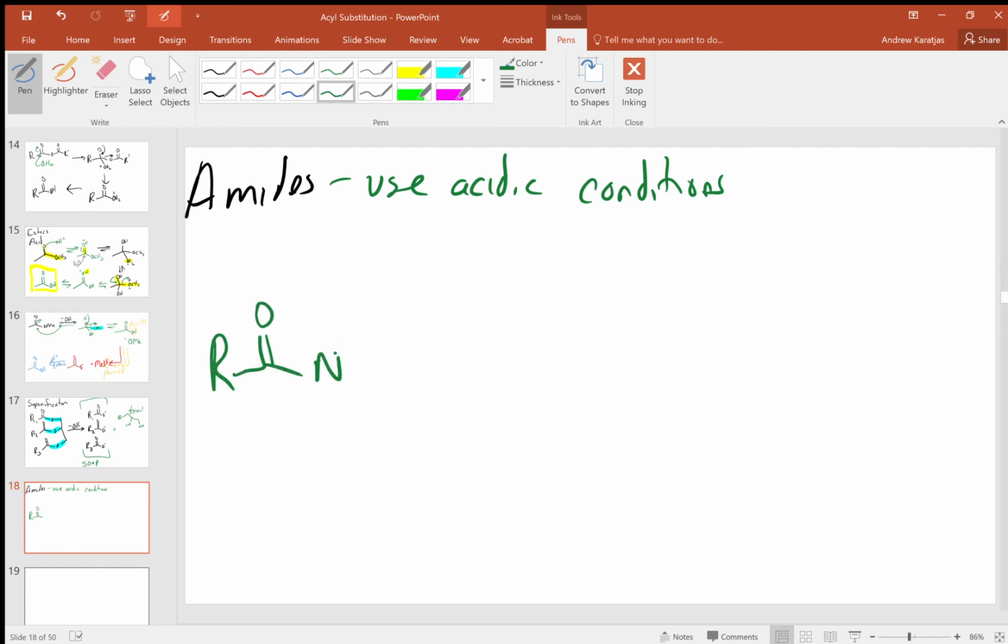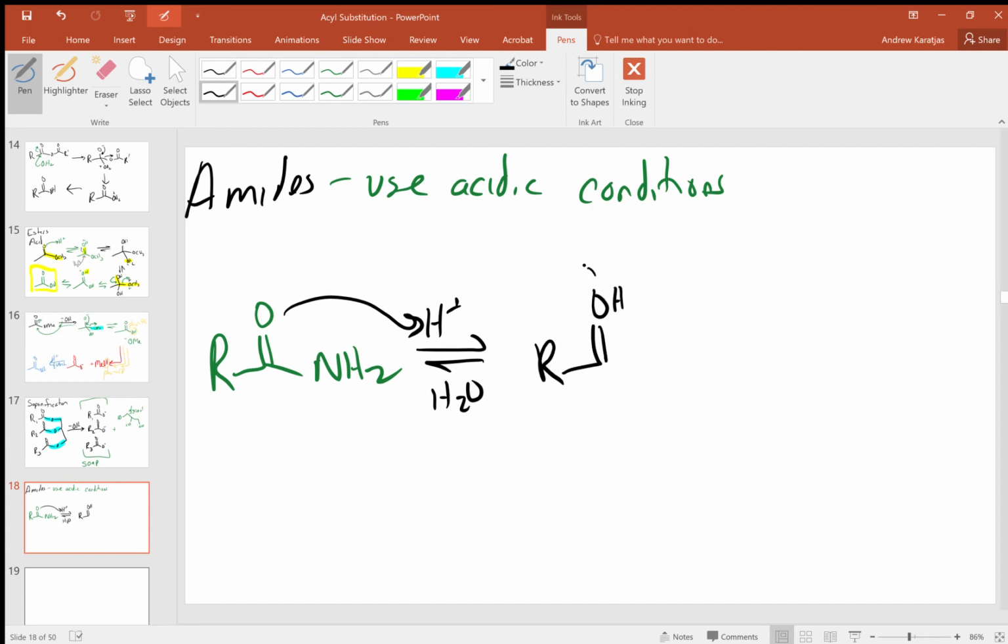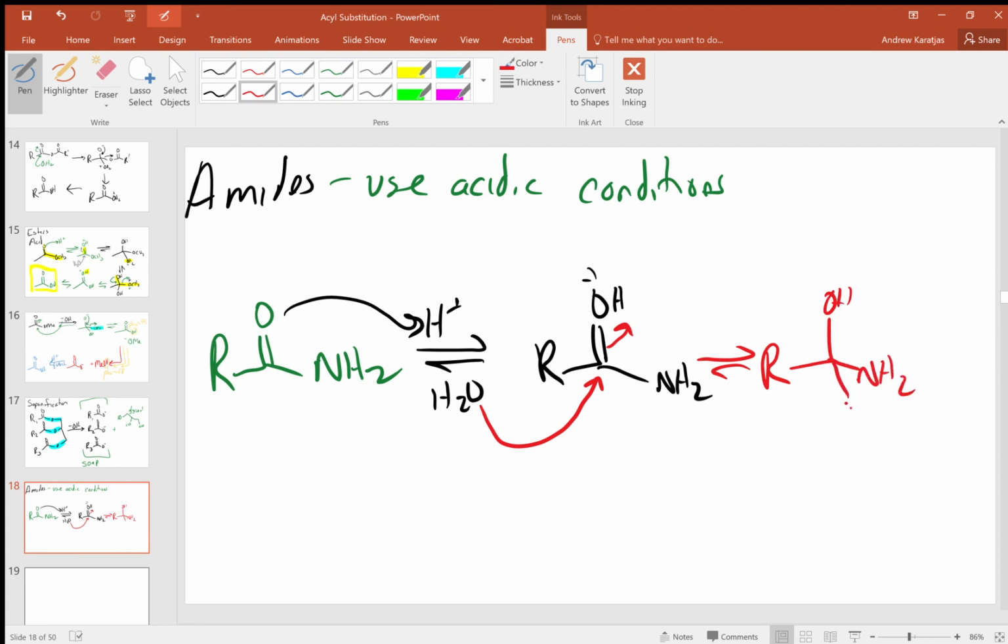So mechanistically, we're going to do it with an NH2 group here, but it wouldn't matter if this was NH2 or nitrogen with a couple of R groups. Again, we do this under acidic conditions with water. As we've seen many times before, the carbonyl protonates. This allows for our weaker nucleophile, water, to attack, giving us our tetrahedral intermediate that we've seen so many times before.